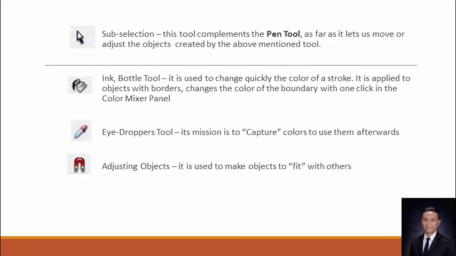Subselection tool. This tool complements the pen tool. It lets you move or adjust the object created by the above mentioned tool. So, what's the difference between selection and subselection tool? Selection tool, it is used to select the whole object. While subselection tool, you can select any of the lines or any lines that you want to edit.